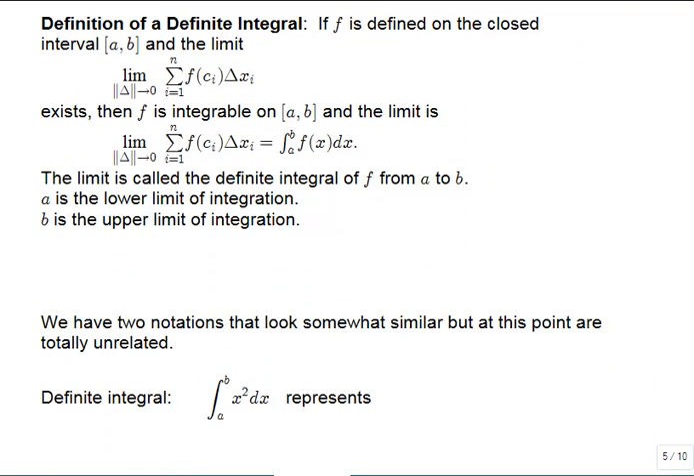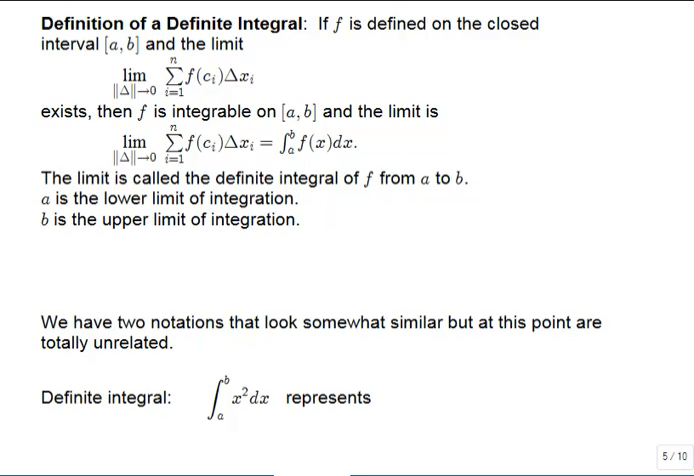All right, so now what we're going to see is how these Riemann sums relate to integration. We're going to define something called a definite integral. Now, we've already talked about something called an indefinite integral. An indefinite integral is just an antiderivative. So now we're going to talk about something called a definite integral.